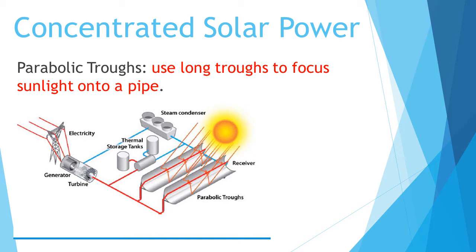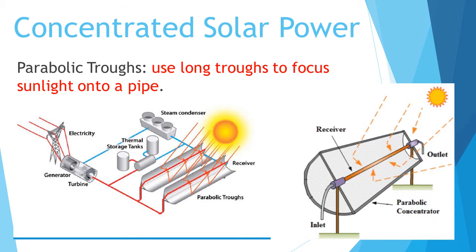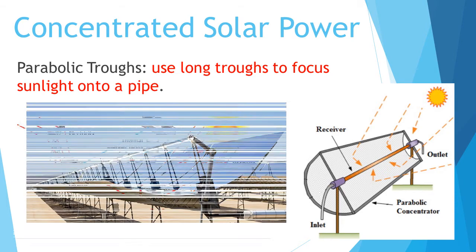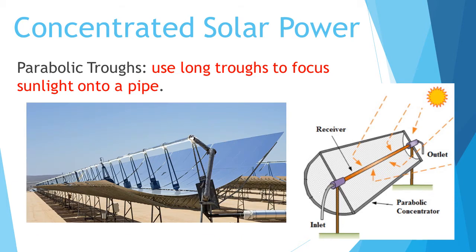And again, that sunlight is concentrated in the middle. Okay, like this. This is a better example. You've got that trough, okay, that half circle. The sunlight is being reflected onto the pipe in the center, where again, it's heating up water and creating steam, spinning a turbine, spinning a generator. This is what it looks like in real life. Okay.